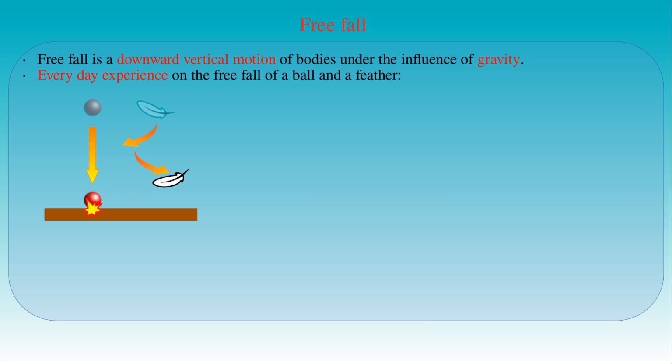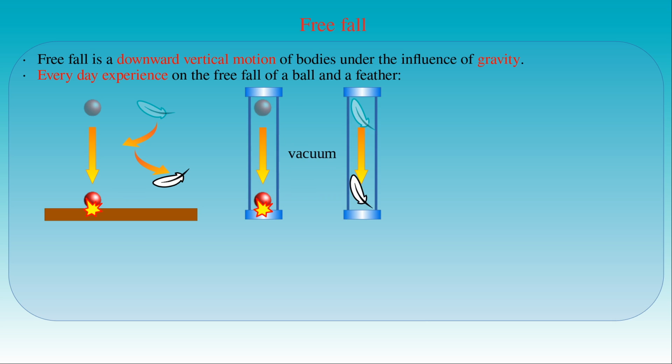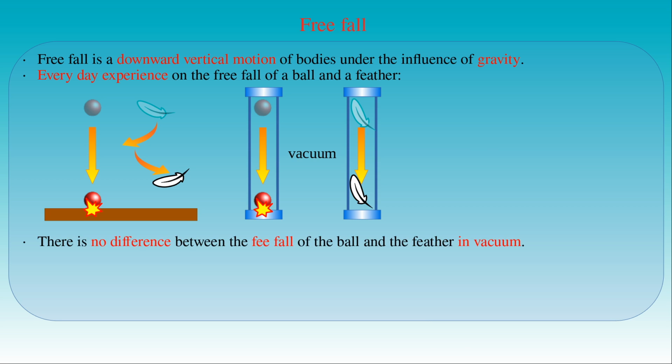However, the significant difference between their motion is the consequence of the air resistance. If we carry out the same experiment in vacuum, then we can eliminate the effect of the resistance of the air. By putting the ball and the feather in a glass tube and sucking the air out of the tube with a pump, we can drop the bodies in vacuum. As a result, both the trajectory and the speed will be the same for the falling ball and feather, and they may reach the bottom of the tube at the same time. Thus we can conclude that there is no difference between the free fall of the ball and the feather in vacuum.